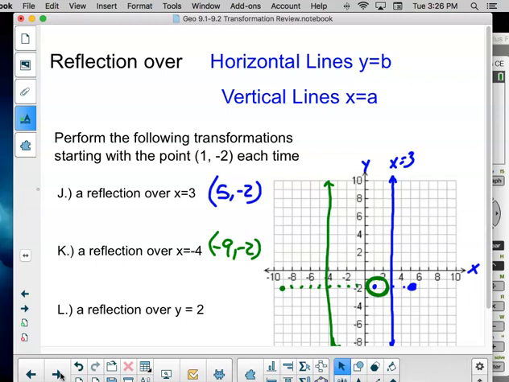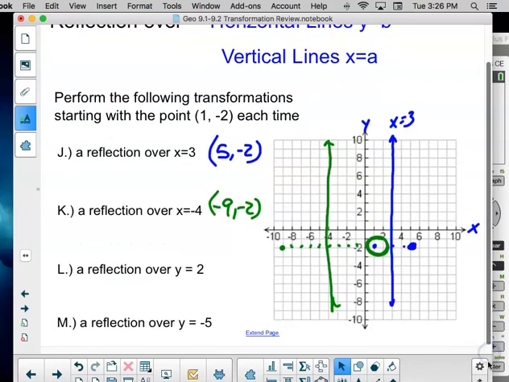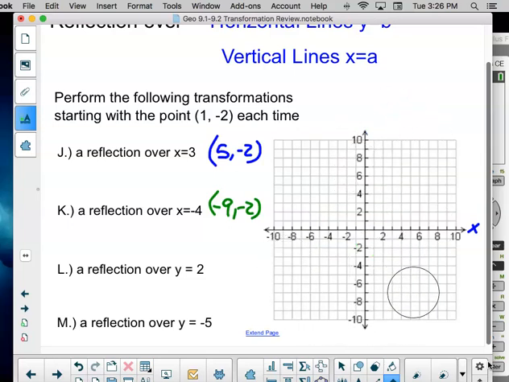Now, a reflection in a y equals line. Let's clean up our board here. y equals is horizontal, and I'm still talking about the same point. So y equals 2. If I'm talking y equals 2, it's right here. And remember, it's 1, 2, 3, 4 places away from the line, so it's 1, 2, 3, 4 places above the line. So it's (1, 6).